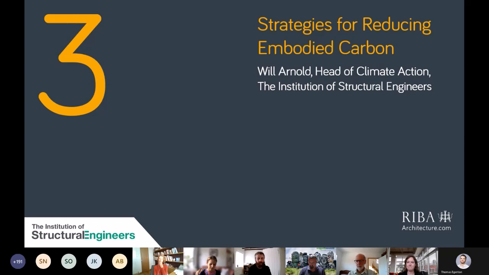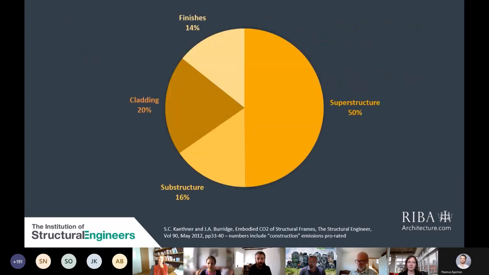So I'm just going to touch briefly on strategies for reducing embodied carbon, and I'm probably not going to talk for very long because it's reasonably straightforward. Can somebody put the next slide up, please?